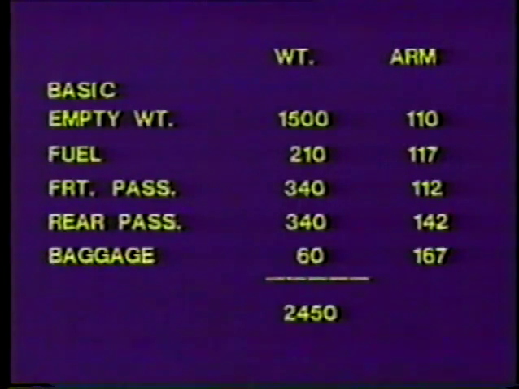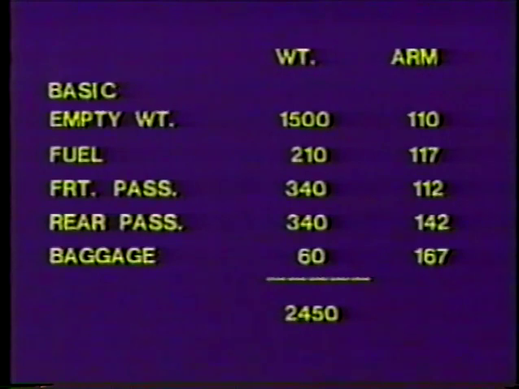Establish your chart to reflect all weights and distances. Basic empty weight, 1,500 pounds, times 110 inches. Fuel, 210 pounds, times 117 inches. Front passengers, 340 pounds, times 112 inches. Rear seat passengers, 340 pounds, times 142 inches. Baggage, 60 pounds, times 167 inches.